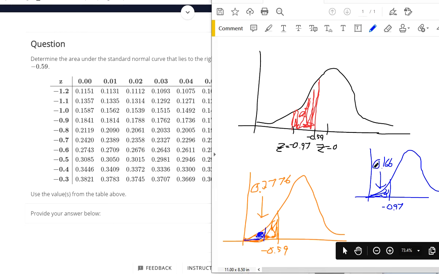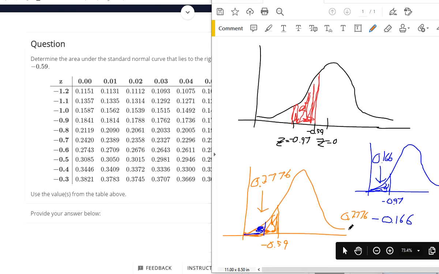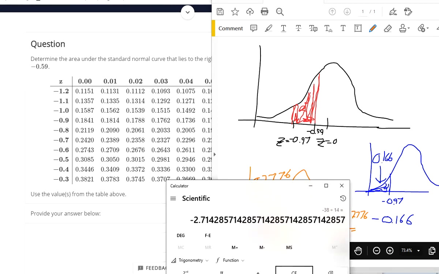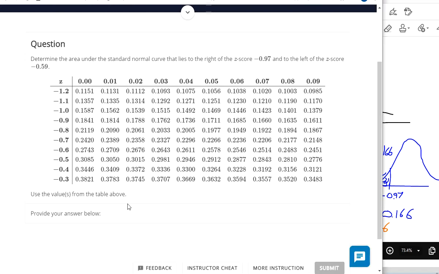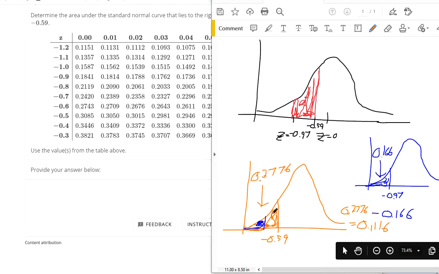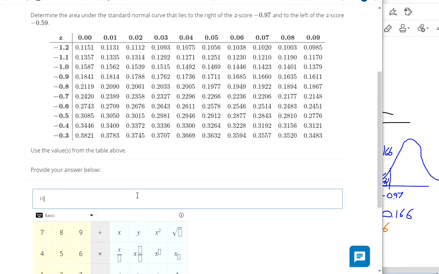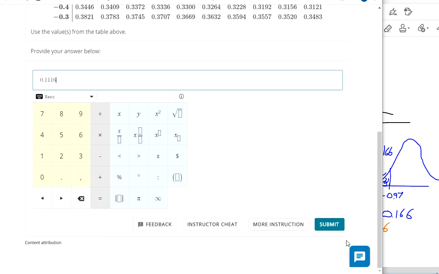Look, if you subtract these two areas, if you subtract 0.2776 by the blue area, that's going to give us the area in between. 0.2776 subtracted by 0.166 is 0.1116. That's the area in between those two. Okay? Because if you take out this blue area from all the orange area, what you have is the area in between. So 0.1116. I think that's all we need to do for this one.